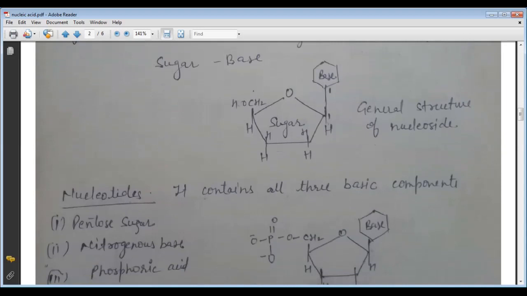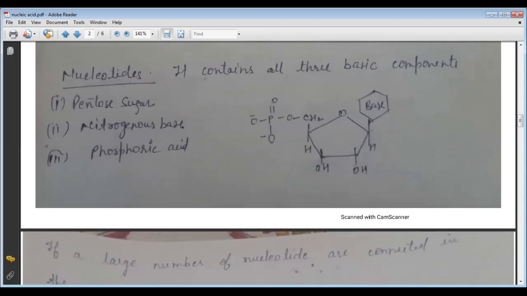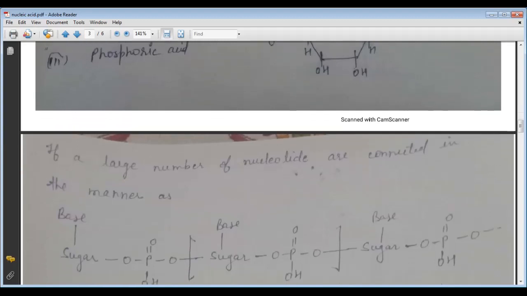So this is the general structure of the nucleoside, and again the nucleotide structure. It contains three basic components: pentose sugar, nitrogenous base, and phosphoric acid. Here is the base, the pentose sugar, and the phosphoric acid. So the major difference is that the nucleoside contains the sugar and the base, and the nucleotide contains the sugar, base, and the phosphate.